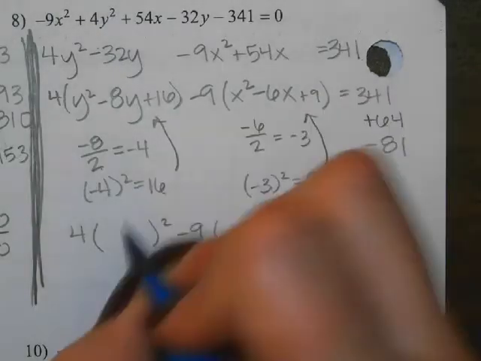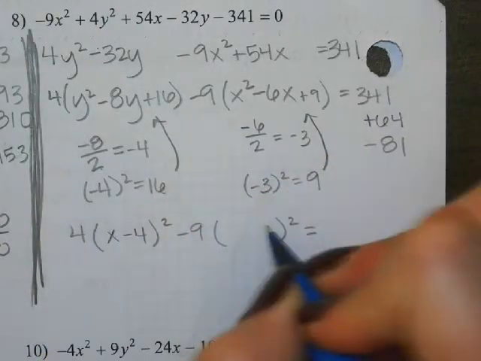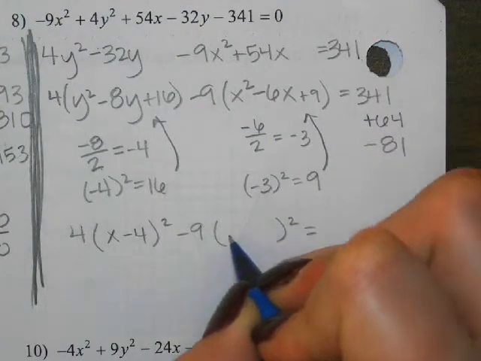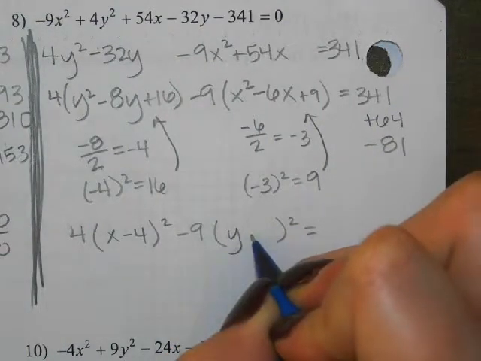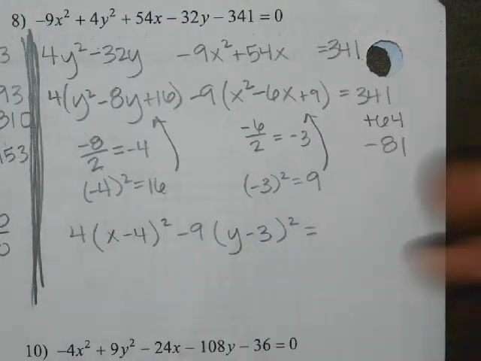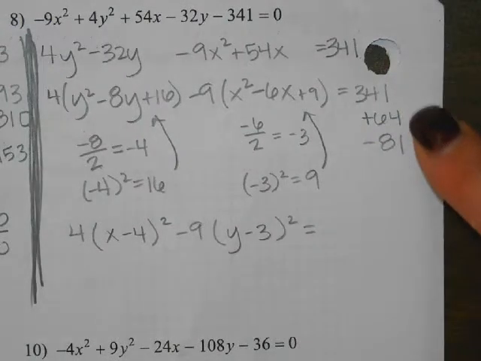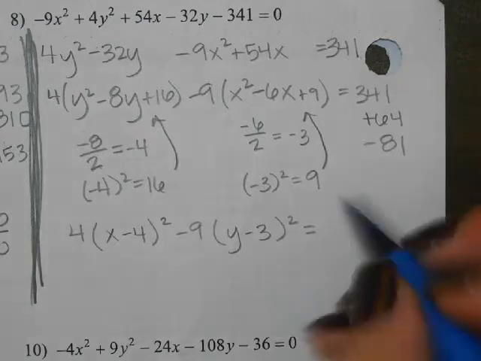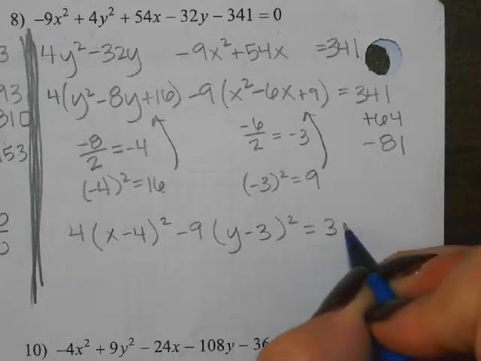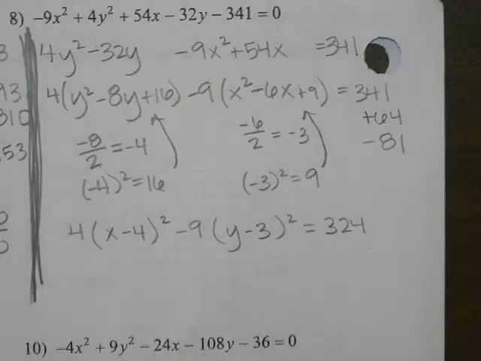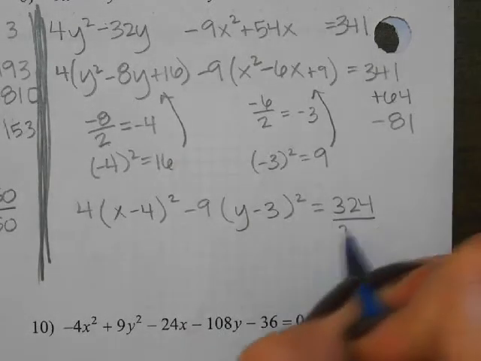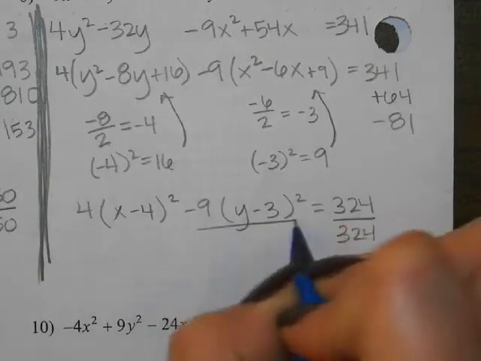So x minus 4, y minus 3. Marvelous, okay. And then what do we get here? 324. Okay. And then we got to go through and divide by 324.